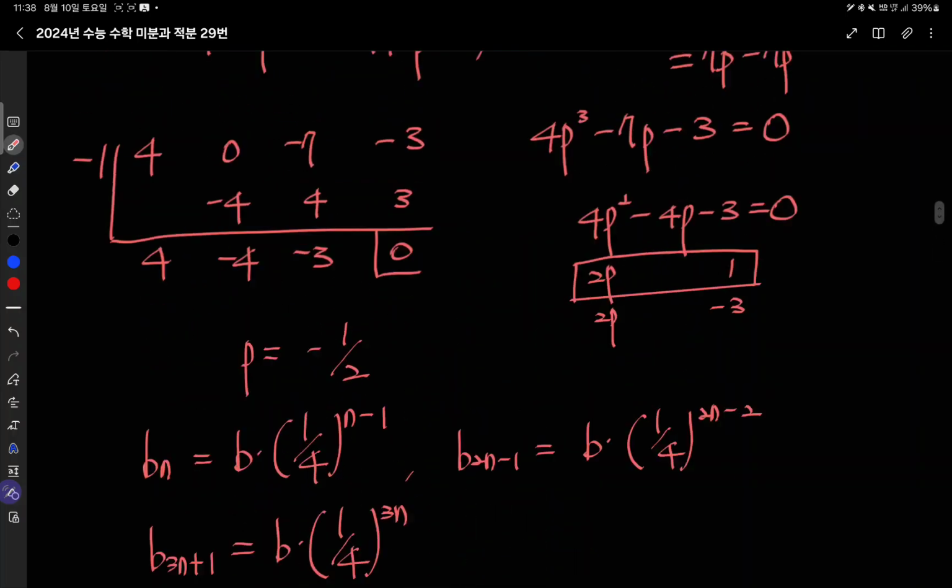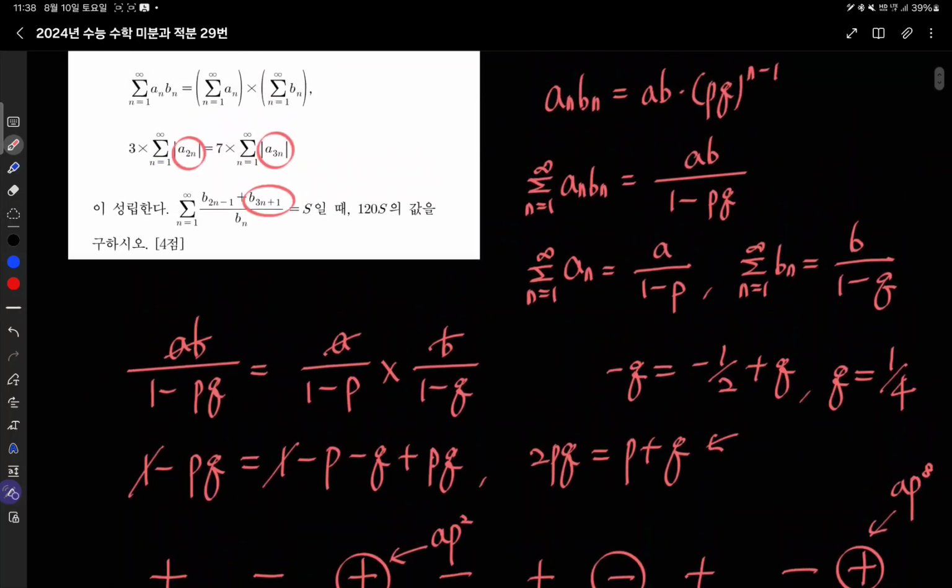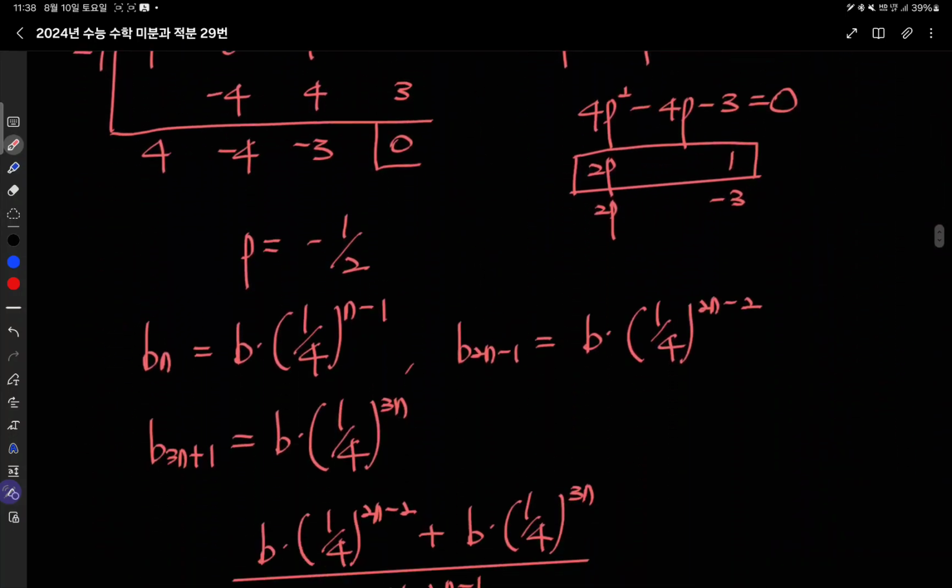and then we want to find the infinite series.